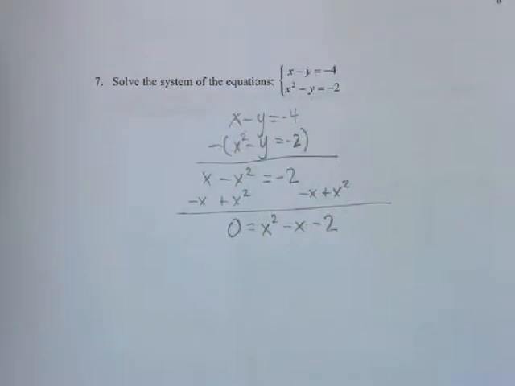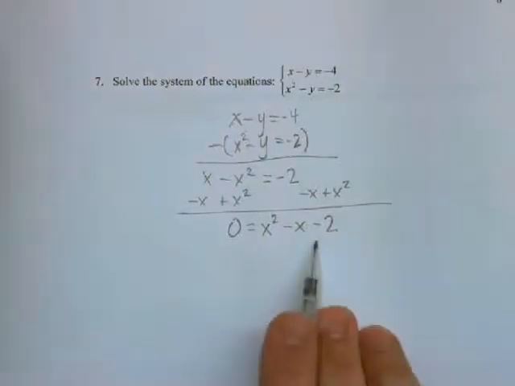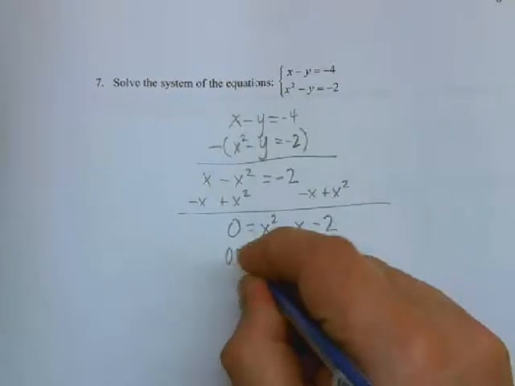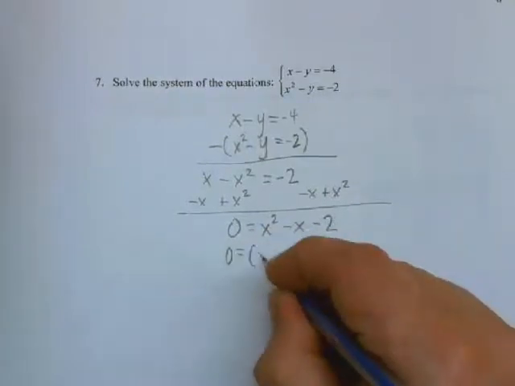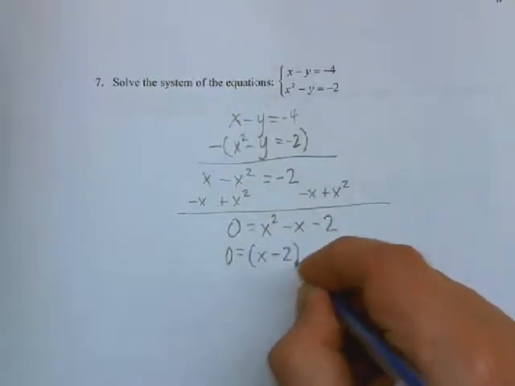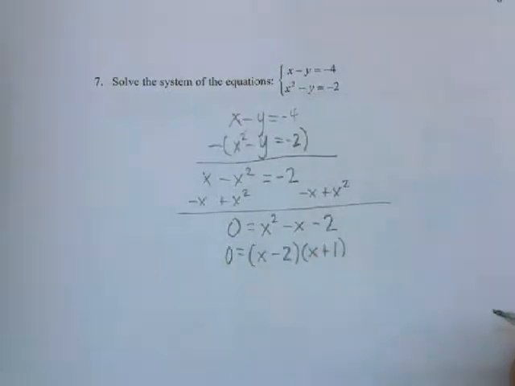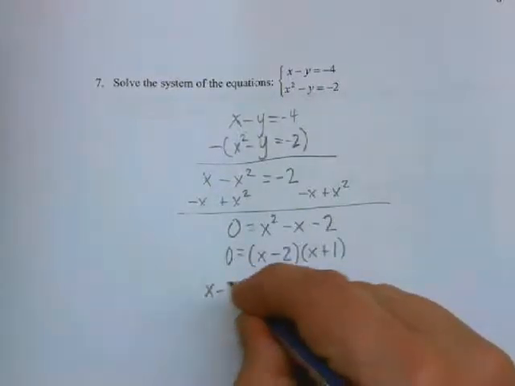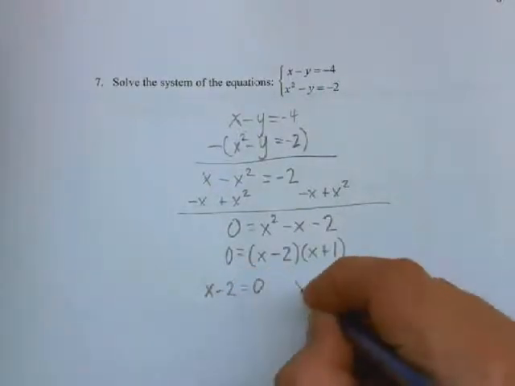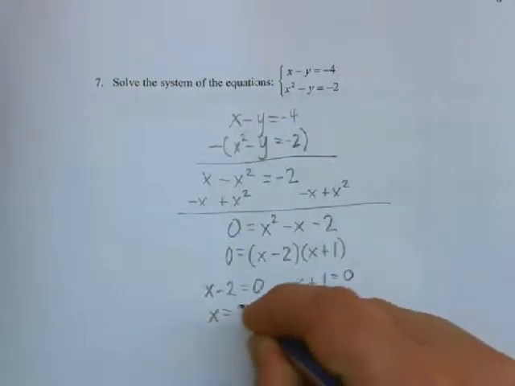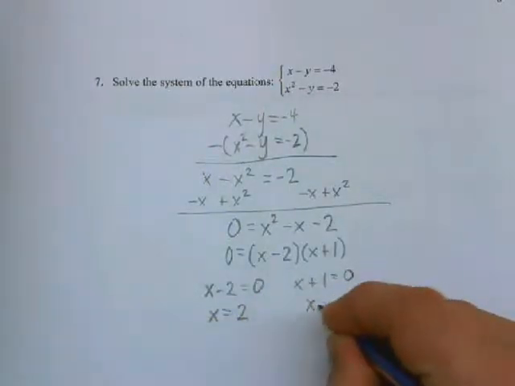Looking at the quadratic, can we find two numbers that multiply to negative 2 and add to negative 1? Well, the numbers are negative 2 and positive 1. Setting each factor equal to 0, we get 2 and negative 1.